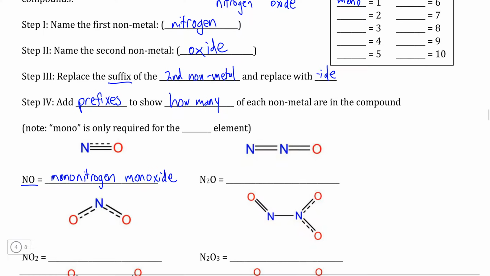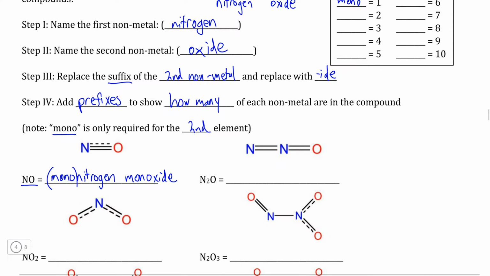monoxide, implying one oxygen. Now, technically speaking, because the number one is just understood a lot of the time, conventionally we only use the prefix mono for the second element within a covalent compound, meaning that you'll often see NO just written as nitrogen monoxide, although if you were to write mononitrogen monoxide, you would not be wrong. The mono is just redundant, because if this number were anything other than 1, there would be a different prefix here.